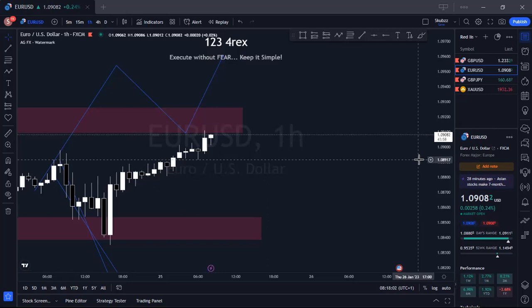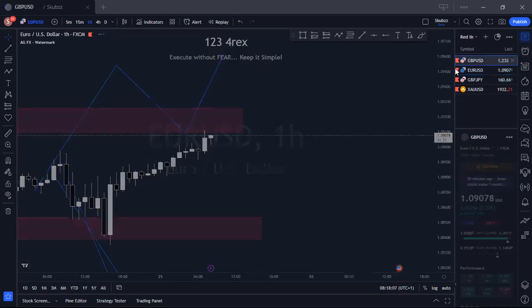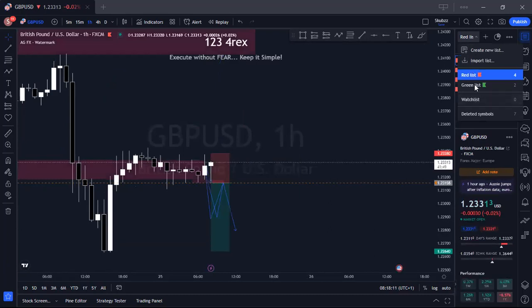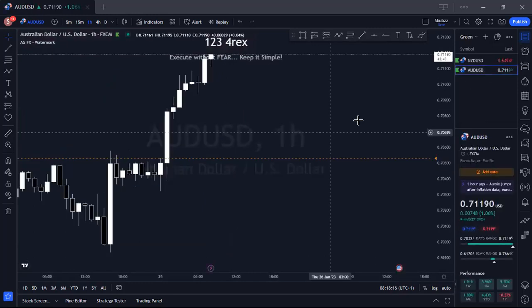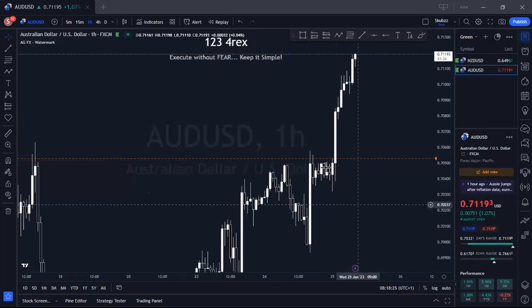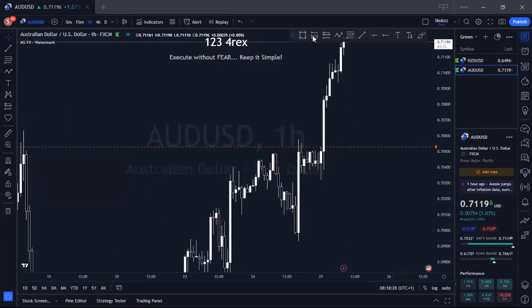Let's look at AUD/USD again. Let me delete all of this. So now this is what we have on AUD/USD. Price basically just broke above. This was the range. We broke above this high here.